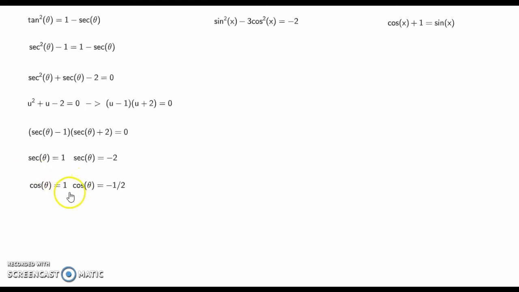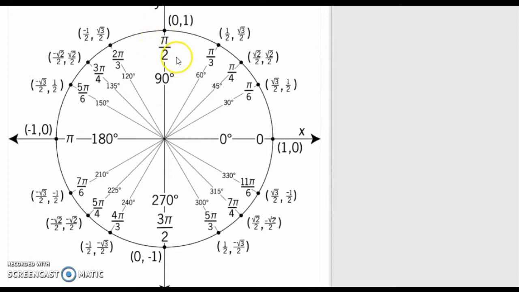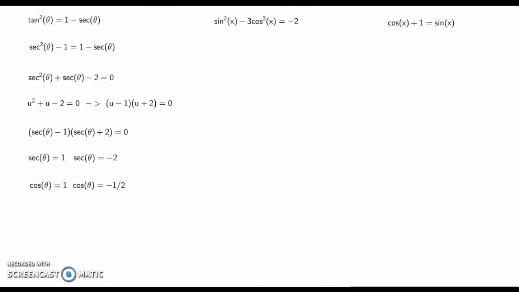And then all that's left is to look at our unit circle, or hopefully you've memorized it, and look at where the solutions from 0 to 2 pi are for cosine equals 1 and cosine equals negative 1/2. So if we look over here, cosine equals 1 at 0, and cosine equals negative 1/2 at 2 pi thirds and 4 pi thirds. And so that's our answer. Theta equals 0, 2 pi thirds, and 4 pi thirds.